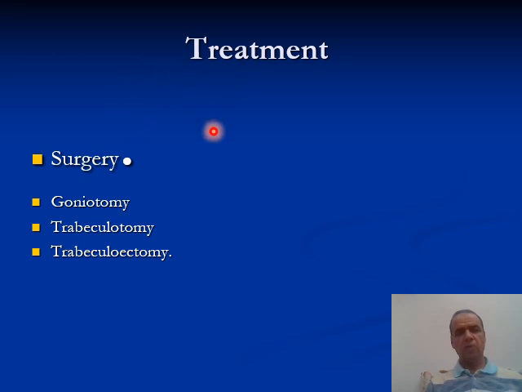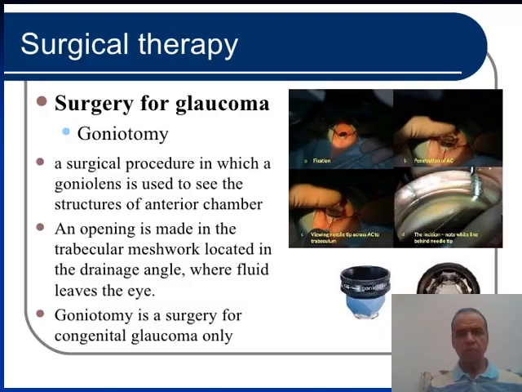To this time, we have three surgical methods for treatment of congenital glaucoma, which are goniotomy, trabeculotomy, and trabeculectomy. And in the following slides, I will give you just an idea, just for your knowledge, of the main steps of these types of surgical treatment of congenital glaucoma.